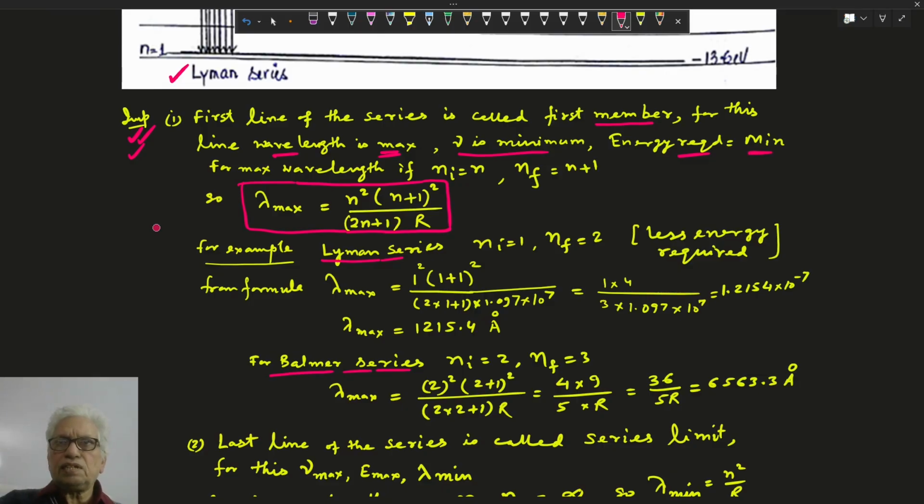If we calculate lambda maximum, suppose ni is equal to n and nf is n plus 1. So this is the formula of wavelength: n square, (n plus 1) whole square, 2n plus 1, and R is called the Rydberg constant. For example, Lyman series, n is equal to 1. So ni is 1, nf becomes 2, which is less energy and maximum wavelength. We can get it directly from this formula, or we can calculate it. Substituting, we get the value of the wavelength in meters, and we converted it into angstrom.